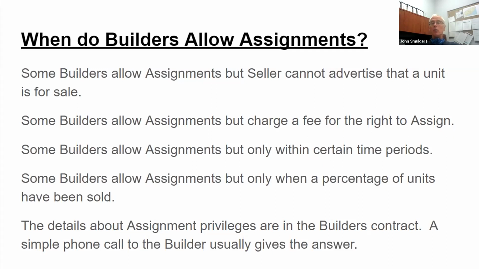And the question is, who is going to pay for that fee? Most buyers, of course, want the seller to pay for that fee, and most sellers want the buyer to pay for that fee. Unfortunately for the seller, it is really difficult administratively for the builder to accept a check from a buyer to pay that fee because they don't know who that buyer is. They have no idea. And so what most sellers do is build the fee for the right to assign into their list price.